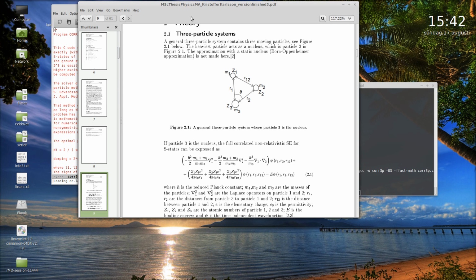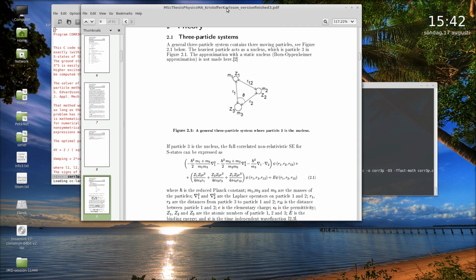Hi, my name is Sverker Edvardsson, and today I'm going to describe how we can solve the Schrödinger equation exactly. One non-trivial problem is the few-particle system that we have in nature. For example, helium consists of one nucleus and two electrons, and there are many other systems like that, also with exotic particles like muons or positrons and so on.